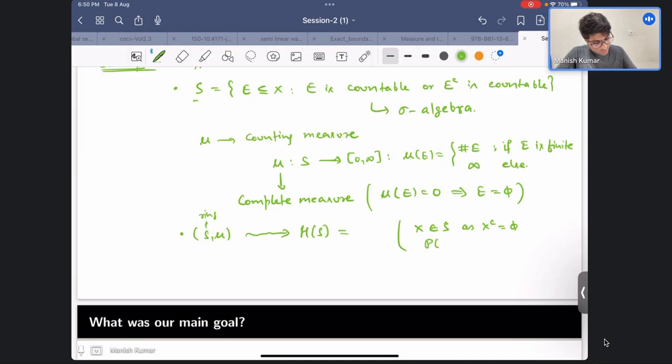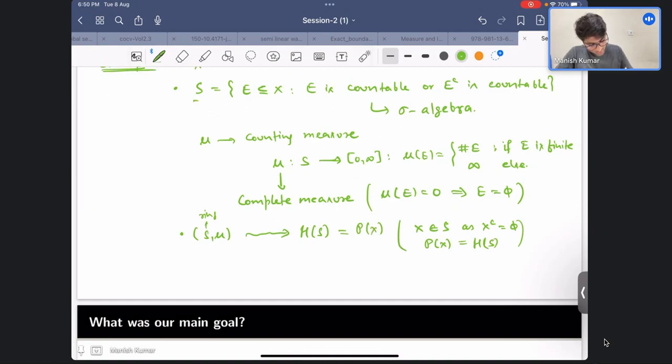Now this power set of X is then equal to H of S, right? Because what hereditary means is, if something belongs to this, then the whole power set of that should belong to H of S. And in fact this is the largest possible hereditary sigma ring, so it is in fact equal. So this H of S is nothing but the power set of X.